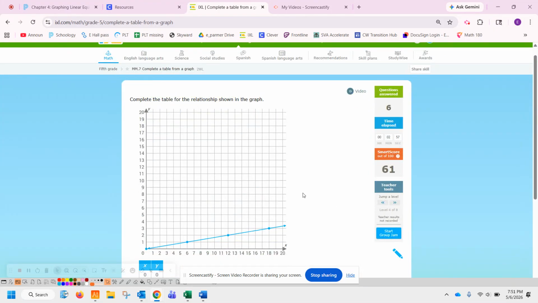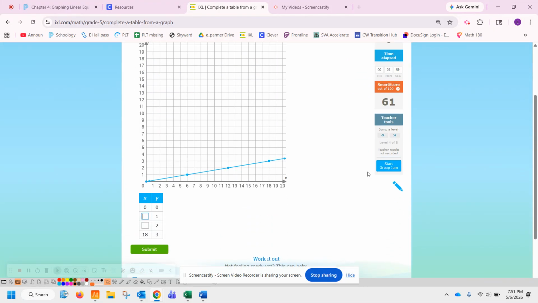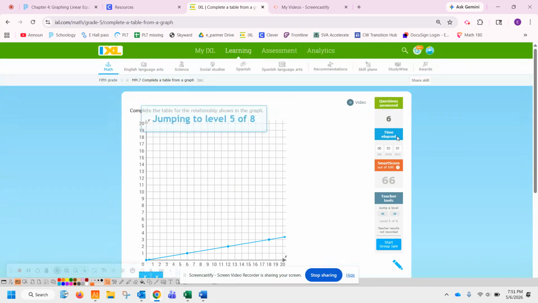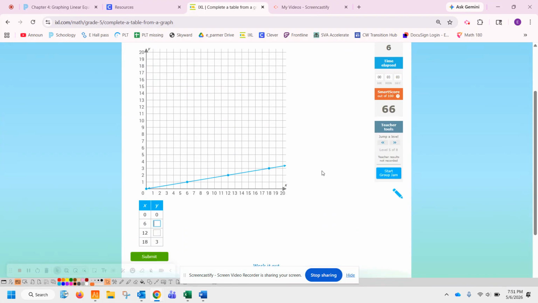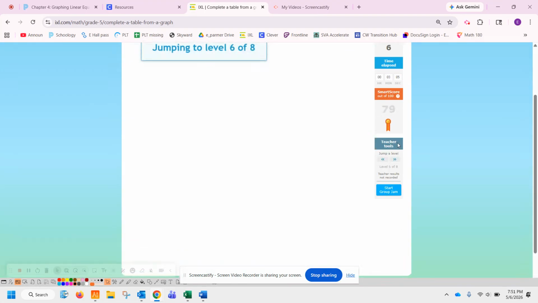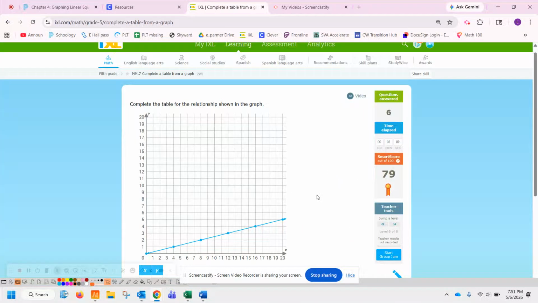Okay. Sometimes the ordered pairs are a little bit further apart from each other. Just take your time filling out and going through these various levels. Okay.